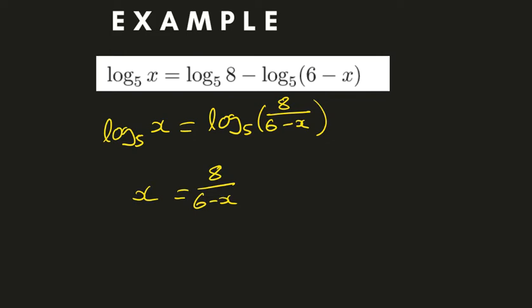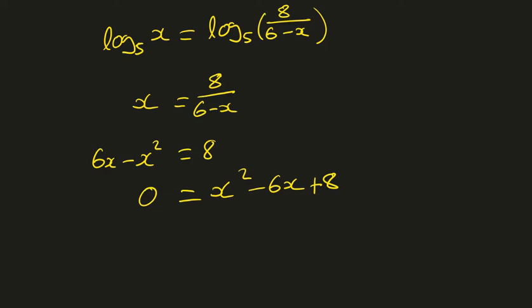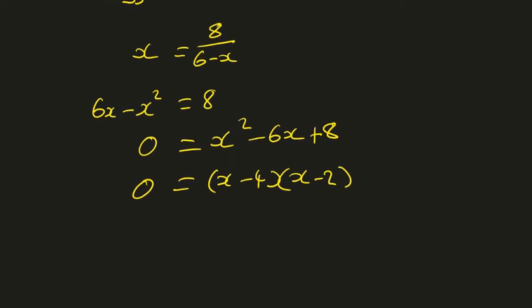So second strategy for solving these: make both sides have the same logarithmic base, and then you can kind of drop the logarithms. So if we go from here, let's multiply both sides by 6 minus x. We'll have 6x minus x squared is equal to 8. Let's put it all on the right-hand side and form a quadratic equation. It's going to be something like that, and I guess we can solve this one quite easily by factorizing. This will be x minus 4 and x minus 2. So therefore x is equal to 4, x is equal to 2.